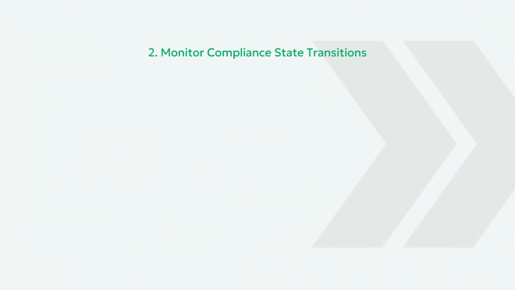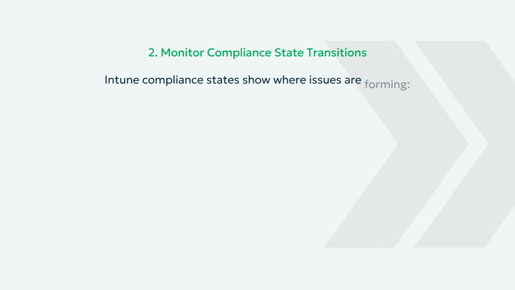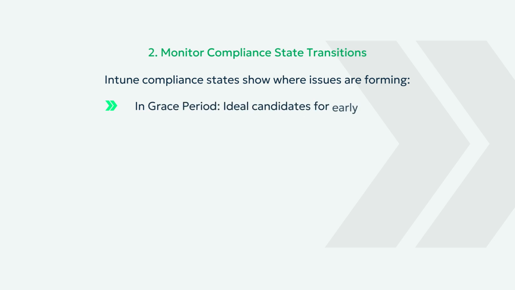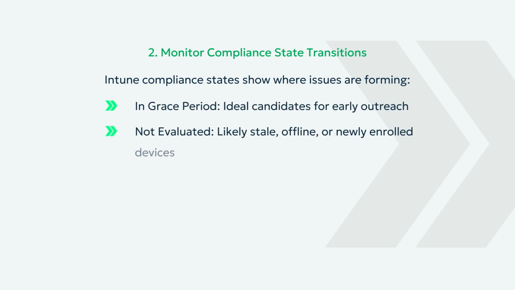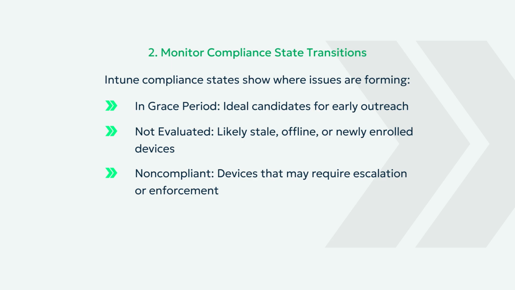Monitor compliance state transitions. Inside Intune, device compliance states tell you exactly where problems are forming. In grace period: ideal candidates for early outreach. Not evaluated: often stale, powered off, or newly enrolled devices. Non-compliant: devices that may require escalation or enforcement.